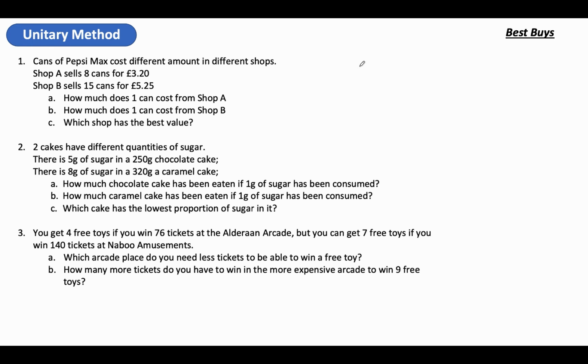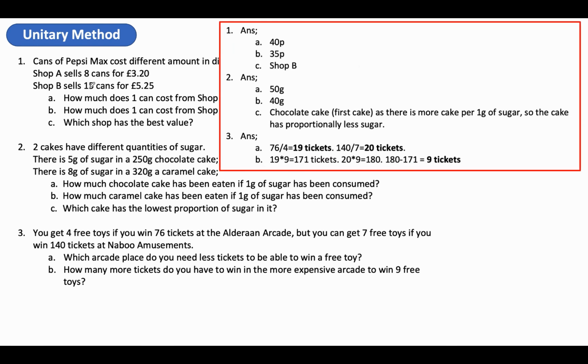Okay, we've unpaused, so here comes the answers. If you've forgotten to pause, do it now quick before I put them up. Here they come. Right, the first one. How much is it for 1 can? It's 40p. B for 1 can from the second place, it's 35p. So which is the best offer? It is shop B.